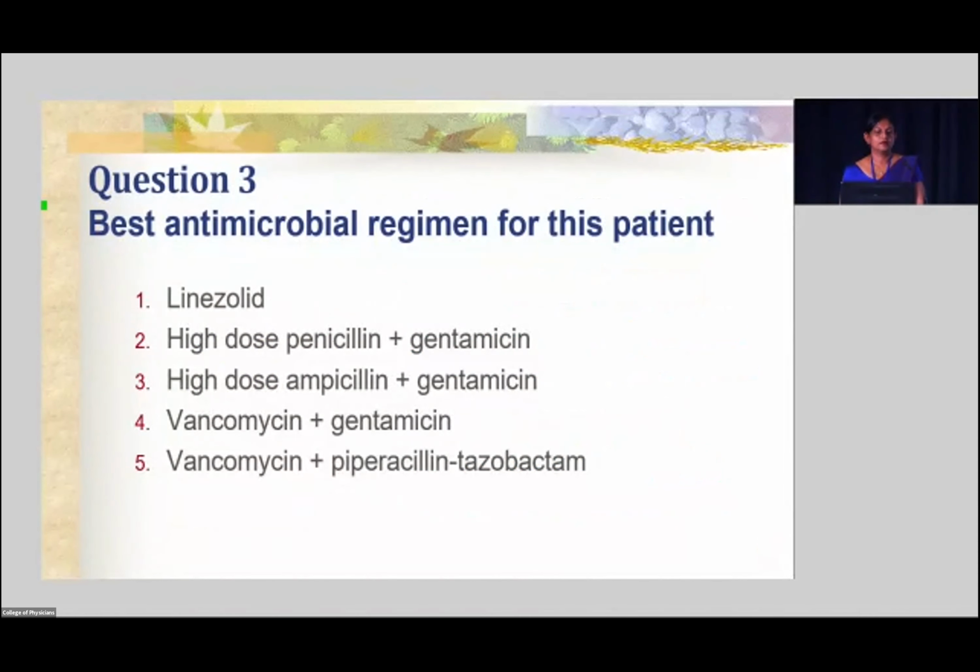So my question number 3, what is the best antimicrobial regimen? Is it linezolid, high dose penicillin or ampicillin, or vancomycin and gentamicin, or vancomycin and piperacillin-tazobactam? Please vote.